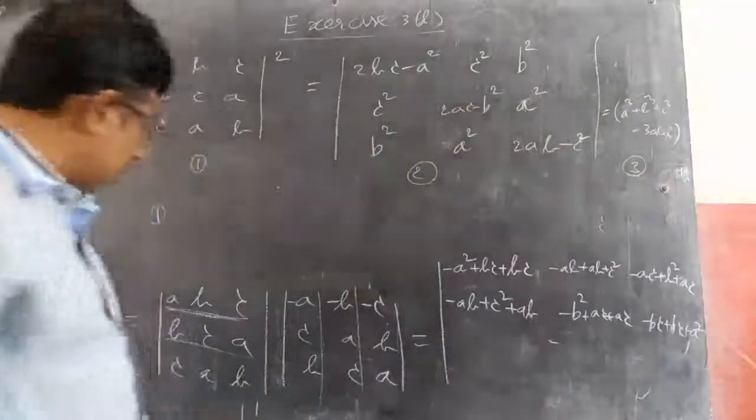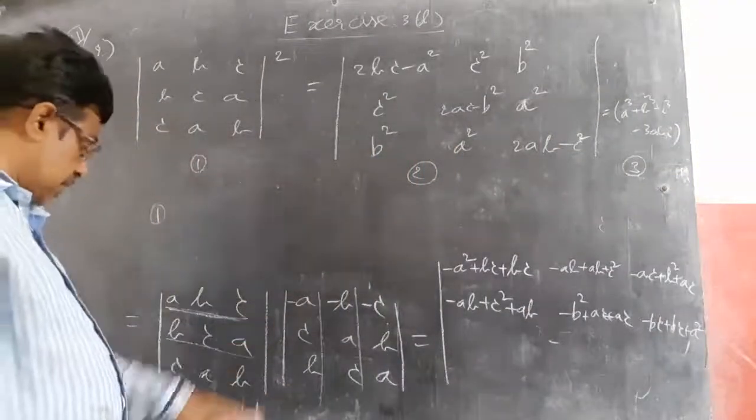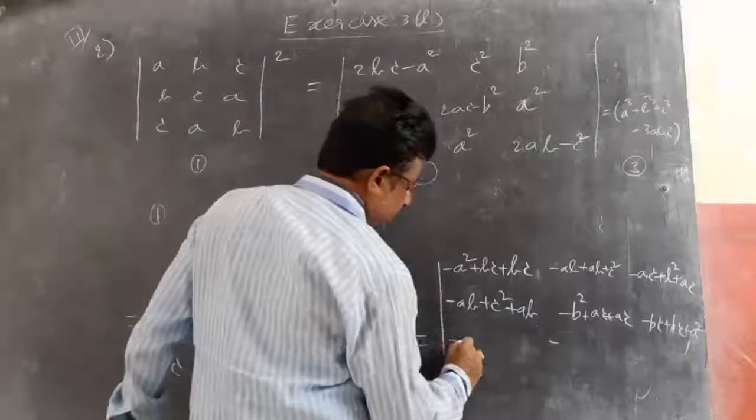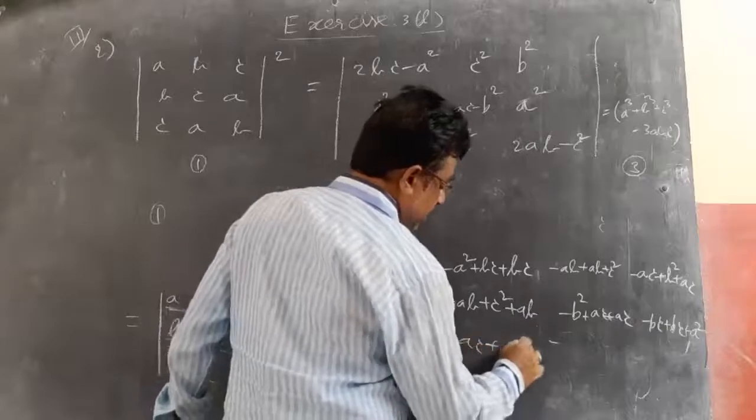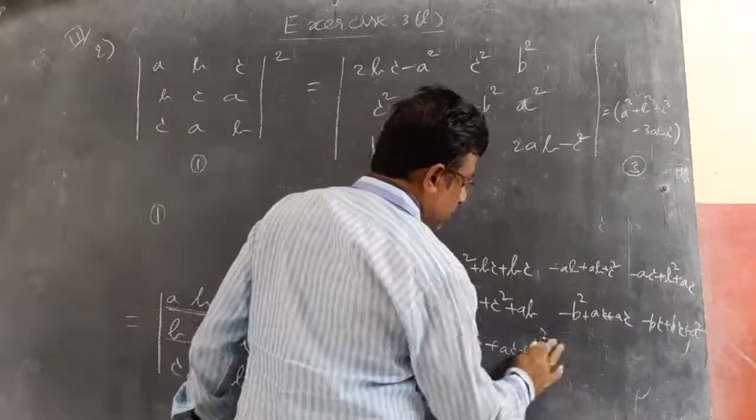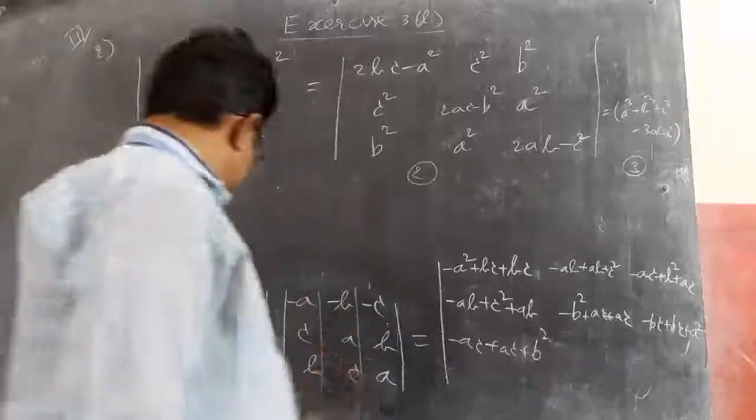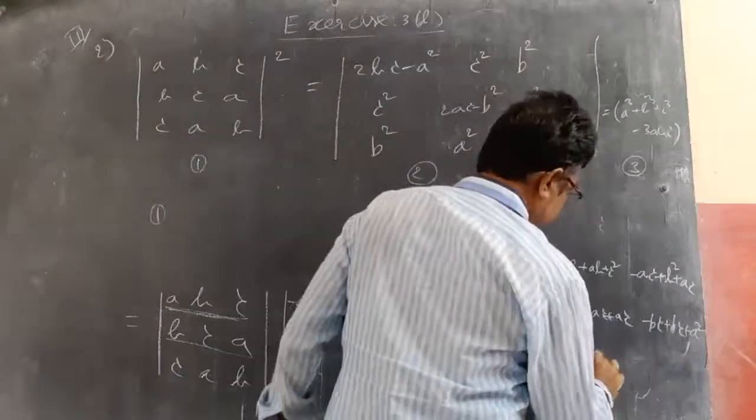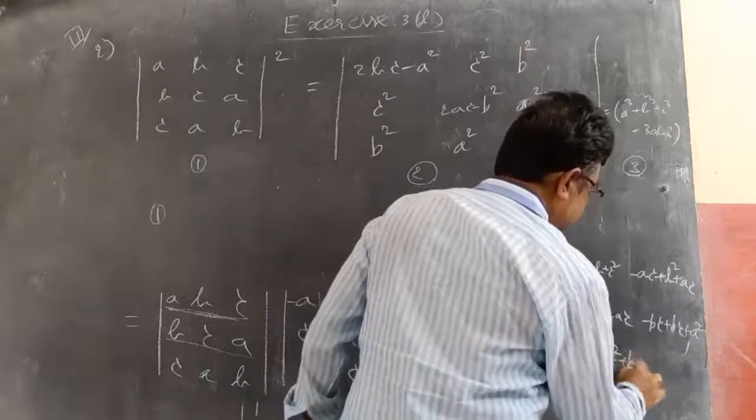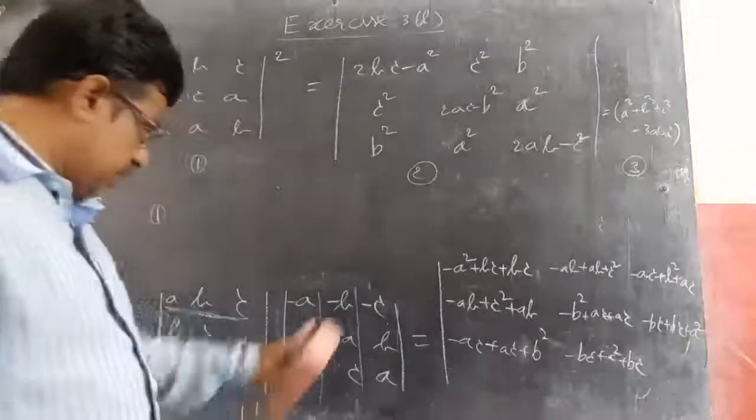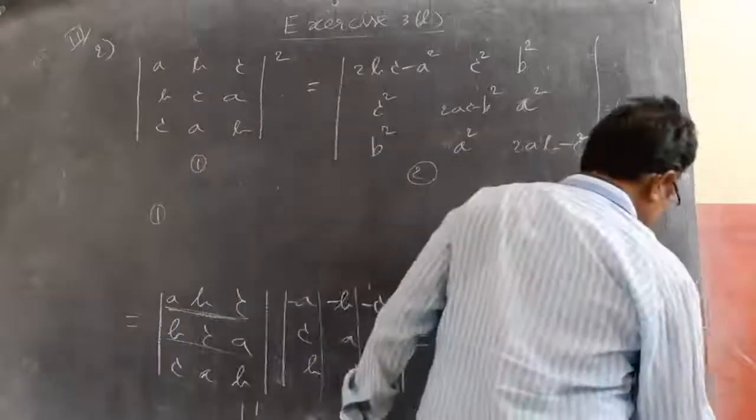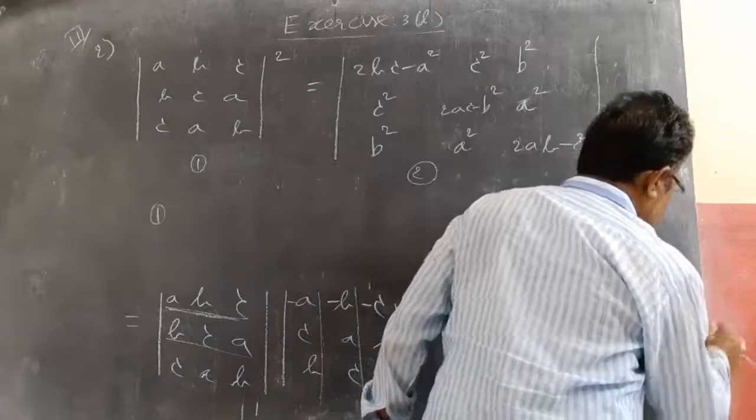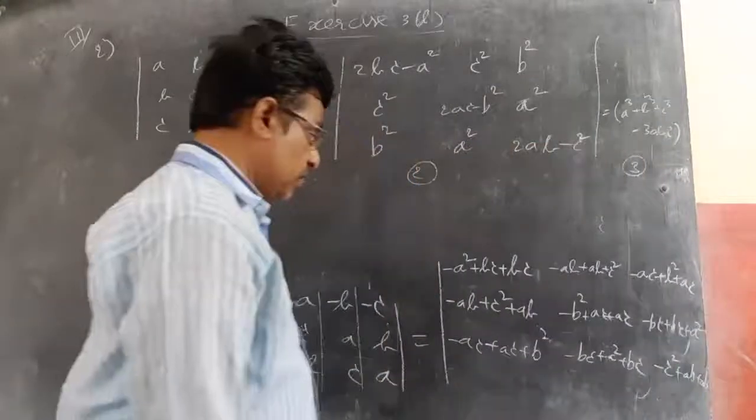Next, third row with first column: minus AC plus AC plus B square, minus AC plus AC plus B square. Next, third row with second column: minus BC plus A square plus BC, minus BC plus A square plus BC. Next, third row with third column: minus C square plus AB plus AB.